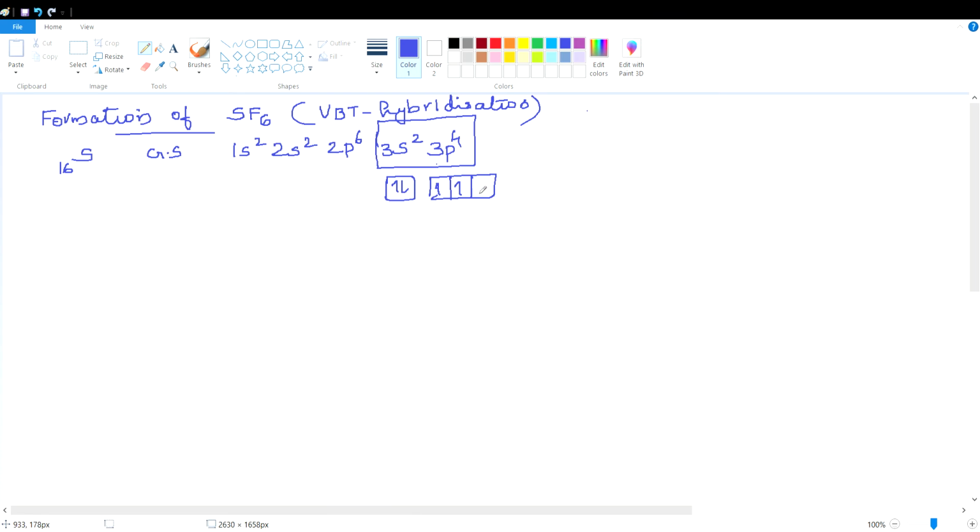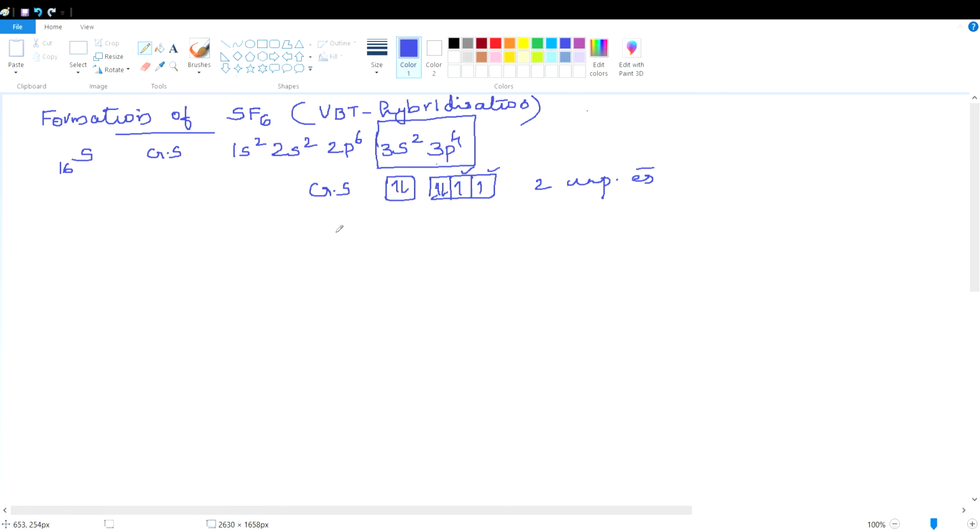1 electron, 1 electron, second electron, third electron, and the fourth electron pairs in the first. So this is the orbital diagram of the electronic configuration of sulfur in the ground state. See how many unpaired electrons here? Only 2 unpaired electrons, which is not sufficient to make bonds with 6 fluorine atoms. Sulfur needs to form 6 bonds with 6 fluorine atoms, so it actually needs 6 unpaired electrons, but now it contains only 2.